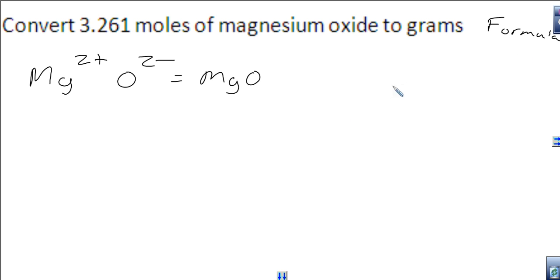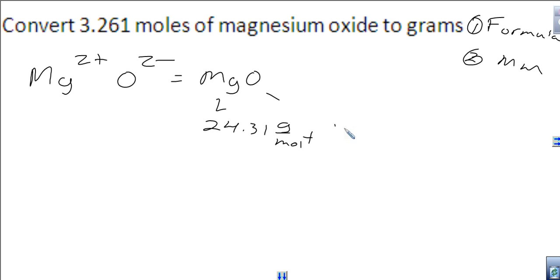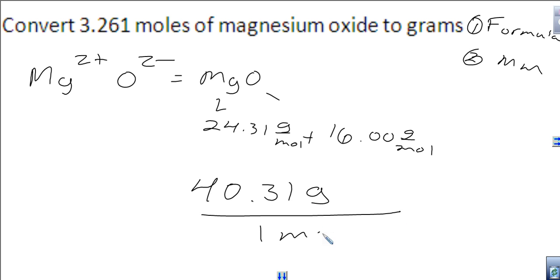So our very first step is the formula. All right, in all these problems, find the formula. Our second step, find the molar mass. All right, so our molar mass for MgO is pretty straightforward. Mg is 24.31 grams per mole plus 16.00 grams per mole, and that gives us 40.31. I'm going to put it down here for a reason you'll see in a little bit. 40.31 grams per 1 mole of magnesium oxide.